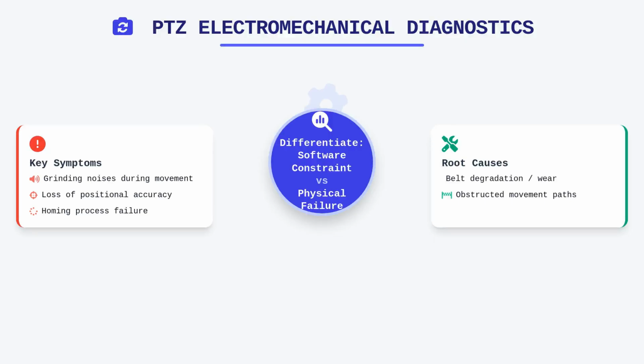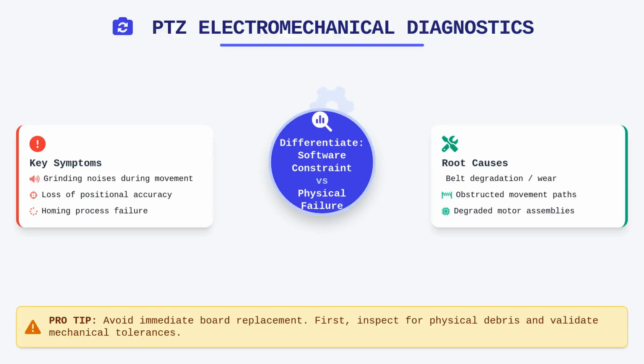Similarly, focus-related errors often point to a degrading motor assembly or an issue with the back focus adjustment mechanism. When you encounter these electromechanical symptoms, avoid jumping straight to a full board replacement. Instead, inspect for physical debris or obstructions that might prevent the motor from reaching its target position. By treating the PTZ mechanism as a physical machine with expected mechanical tolerances, you can better identify when a component has simply exceeded its operational lifespan.